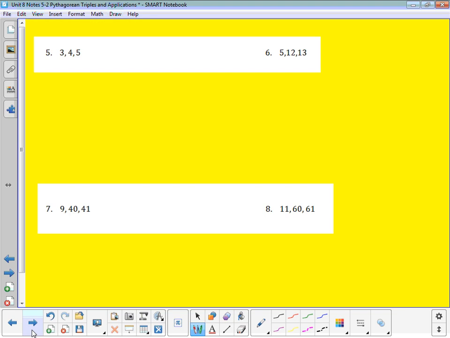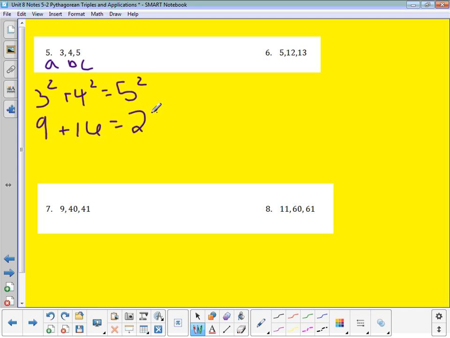Let's take a look at number 5. This is what's called a 3, 4, 5 triangle. You're going to see this a lot in geometry. So let's see if it's a Pythagorean triple. We have our a, our b, and our c. So we have 3 squared plus 4 squared, and that's going to be equal to 5 squared. 3 squared is 9, 4 squared is 16, 5 squared is 25. So 9 plus 16 is 25. Is 25 equal to 25? Well, yes, indeed. It is. So yes, this is a Pythagorean triple.